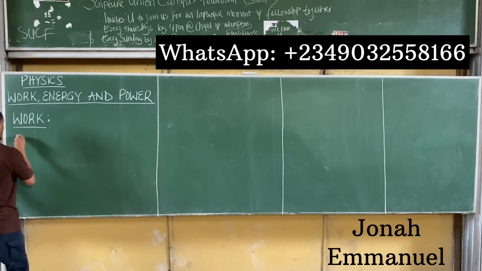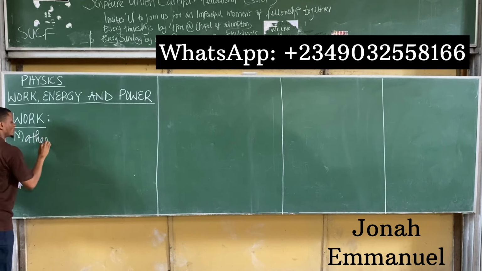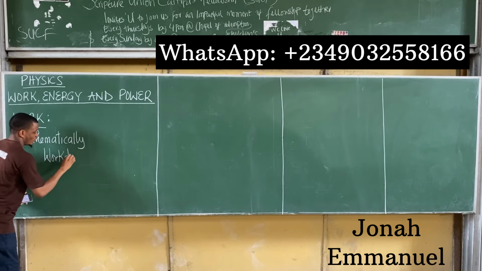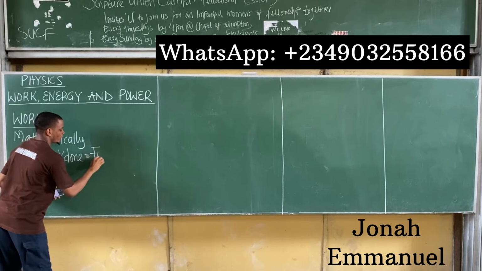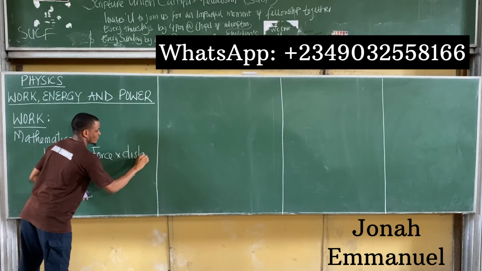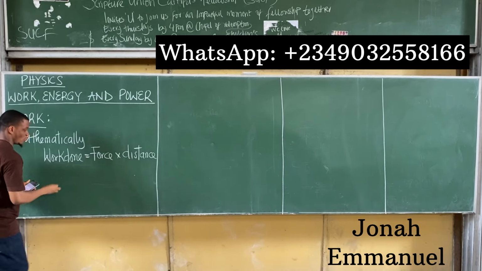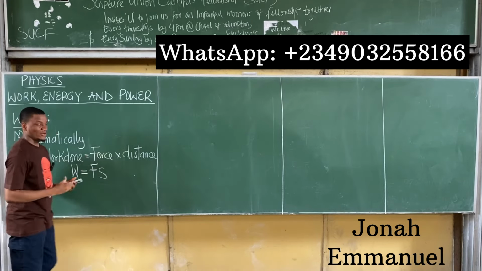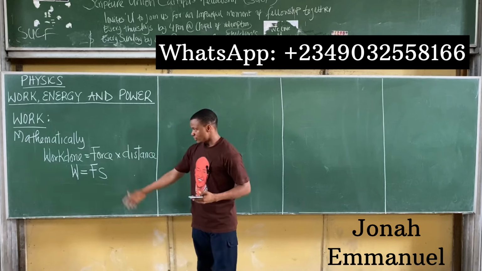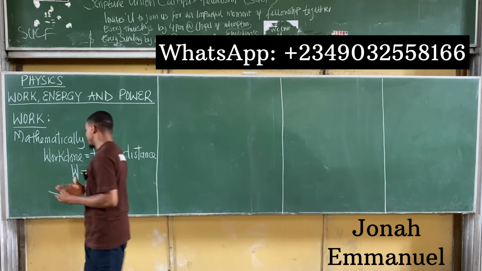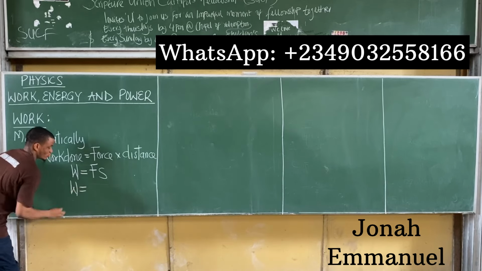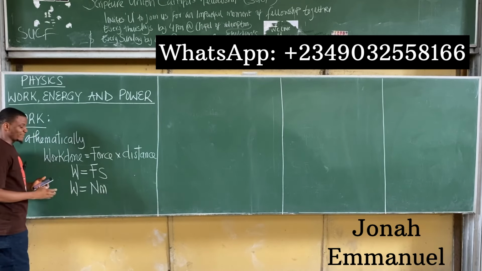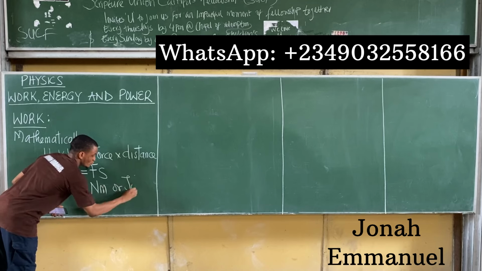Now, mathematically, work done or work, let me use work done this time. Work done is equal to the product of force and distance. So I'm saying mathematically work done, W, is equal to force F times distance. Let's call distance S. So this becomes the mathematical expression for work done, force times distance. Now, if you are to bring in SI units, work done, W, is equal to force, which is measured in Newton, times distance, which is measured in meters. So you can say that work done is measured in Newton meters or joules.